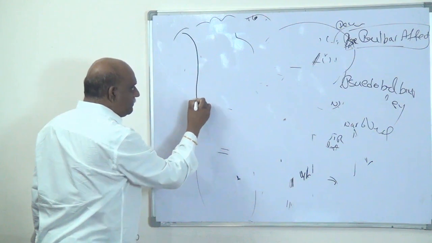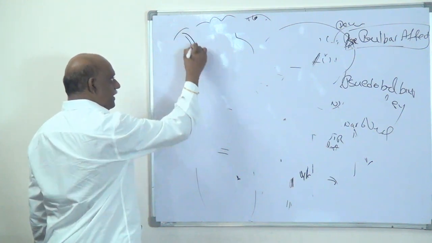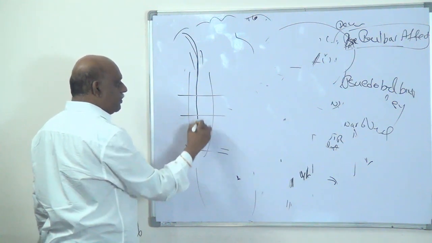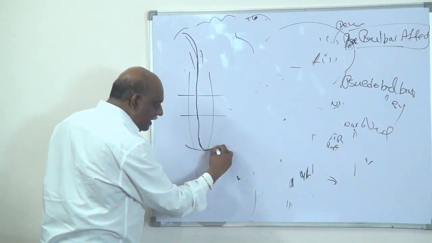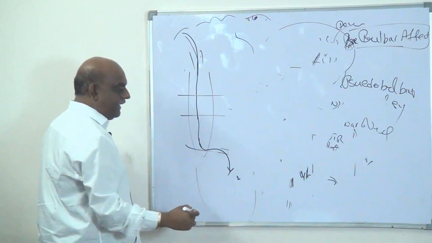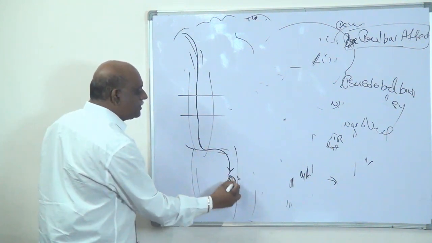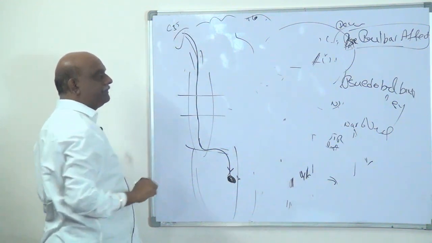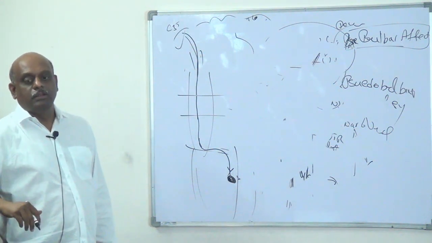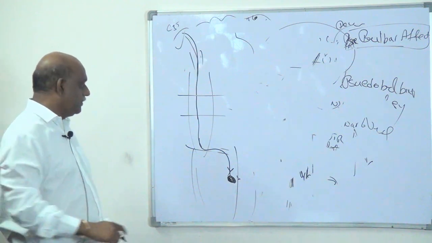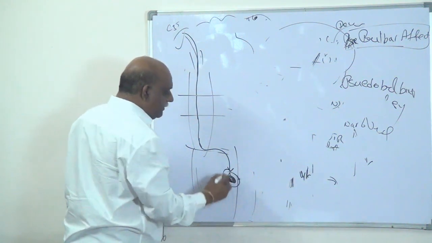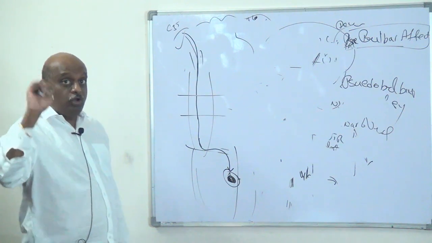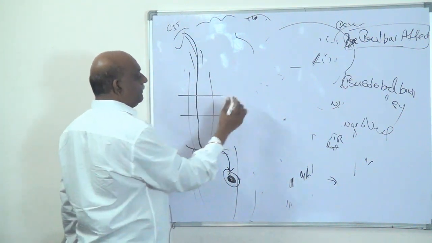The corticospinal tract comes down from the internal capsule, through the brain stem, midbrain, pons, medulla, crosses to the opposite side in the medulla, and in the spinal cord controls the anterior horn cell. But that is not enough. The anterior horn cell is also controlled by four more tracts. What are they?